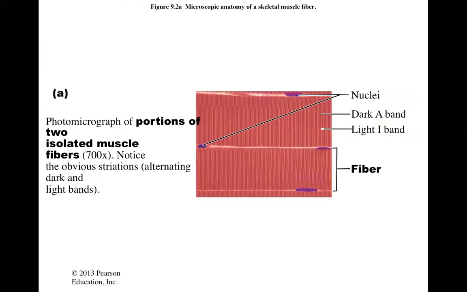All right, so what comprises these striations? One of the things that characterizes skeletal muscle fibers is the fact that they have these striations. The dark bands here are called A bands, and the light portions between them, which you'll notice have a stripe down the center, are called I bands. So just remember dark A bands and light I bands.